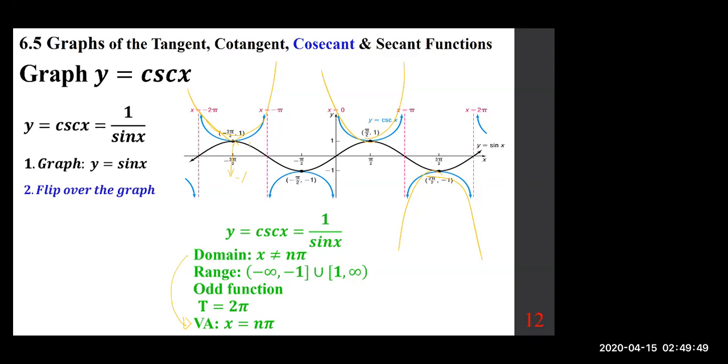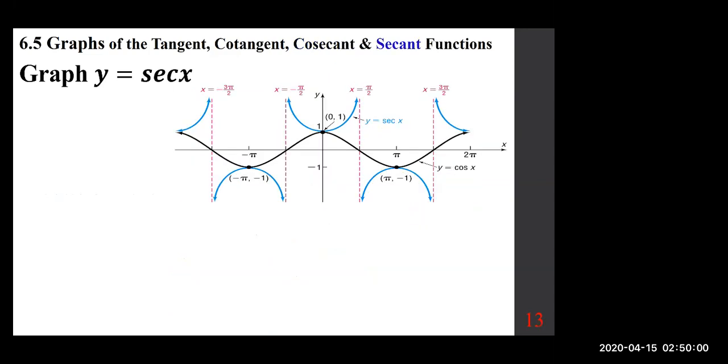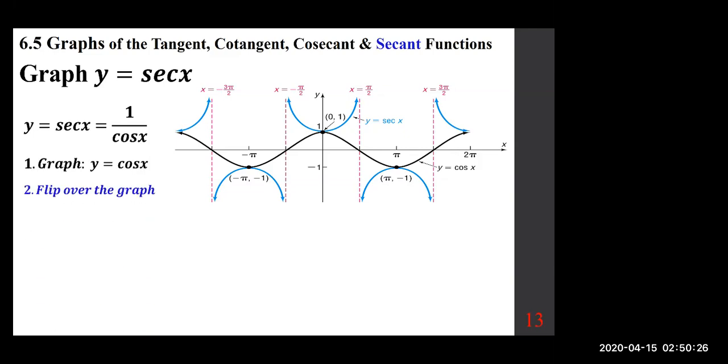So one more time. How do I graph cosecant? I don't. I graph sine, and I flip it over. What about secant? Exactly the same thing. I'm not going to graph secant. Secant is 1 over cosine. So I'm going to graph cosine. Take a look at the cosine function, class. The blue one is the secant function. Okay? So we graph the cosine, we flip it over, and that's secant.